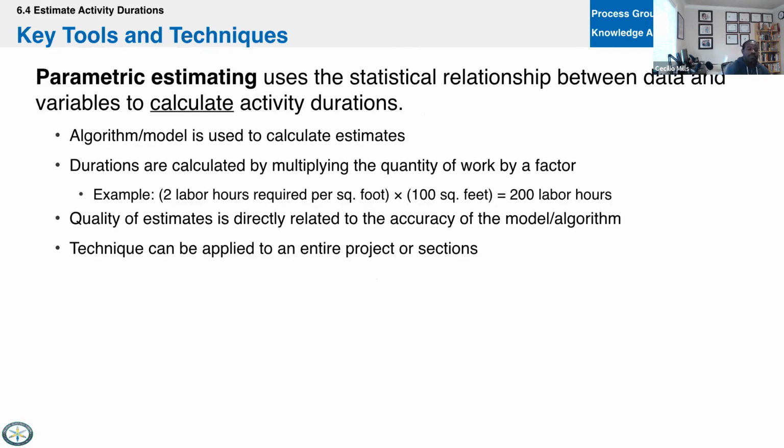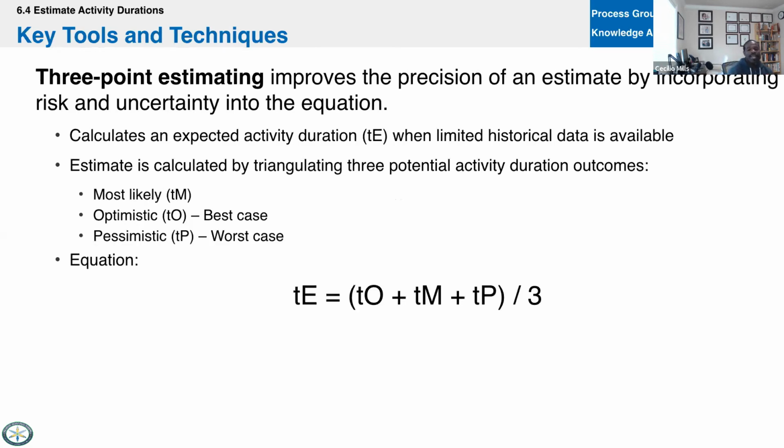Okay, then parametric estimating, we just talked about this, is we actually use some sort of statistical number. So they give you the example here, 2 labor hours required per square foot. Well, you figure out you need 100 square feet, then it's going to be 200 labor hours. All right, that's the parametric piece. 3-point estimating. You will need to memorize this formula. All right, so in this, the equation equals your optimistic plus the most likely plus your pessimistic divided by 3.